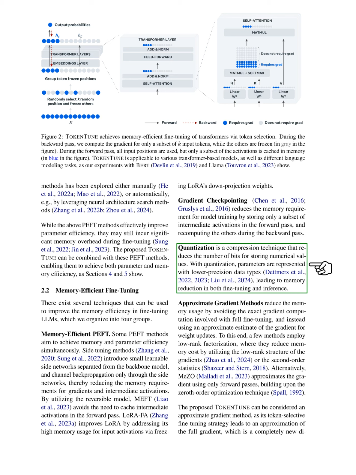Additionally, TokenTune can complement existing methods, leading to further memory savings.